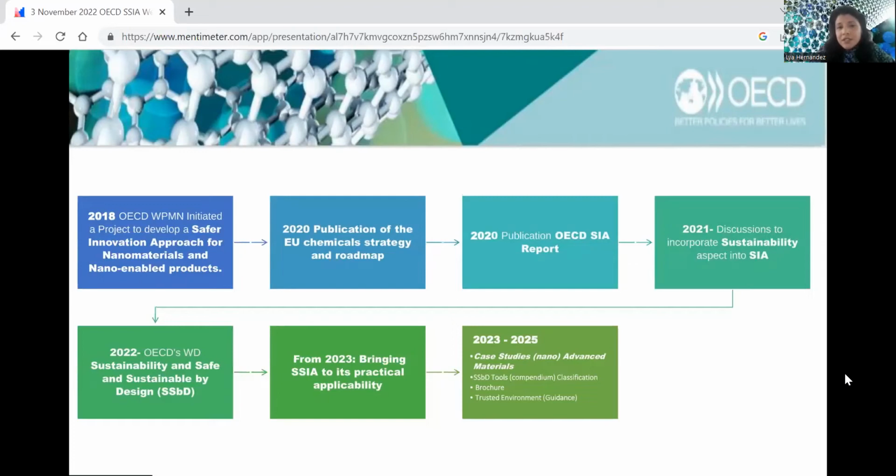In 2021, we had discussions to incorporate sustainability into SIA, because originally we had included some aspects of sustainability, but not all. That led to a new project, which we started in September of last year. And this year we published working descriptions for sustainability and safe and sustainable by design, and I will go through these in my presentation. Our aim in the coming years is to bring SIA to practical applicability, and you will see that reflected in our actions. We're looking at case studies in collaboration with Advanced Materials. We're looking at tools, which you'll hear about from Araceli and Juan, a brochure, a trusted environment, and a knowledge sharing platform. So you'll hear all these exciting activities that together help us bring SIA to practice. Next slide, please.